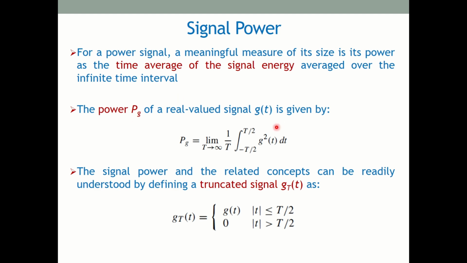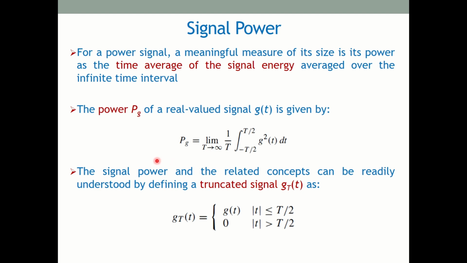So we have a real valued signal g(t). The power would be given by this expression, where we have g(t) squared, and the integral is now over one time period, from minus T/2 to T/2. And in this case the time period T is very large.